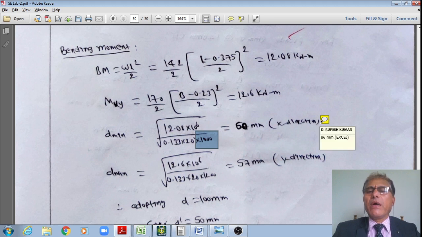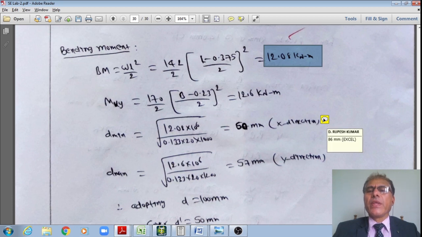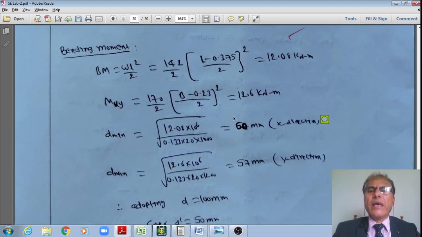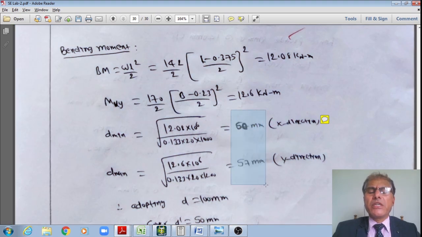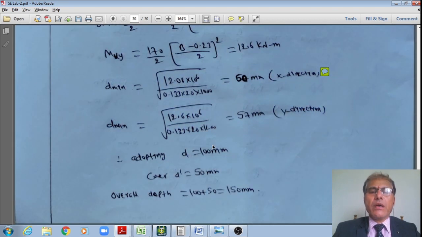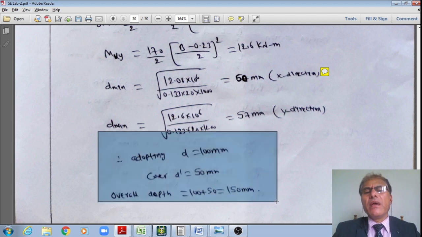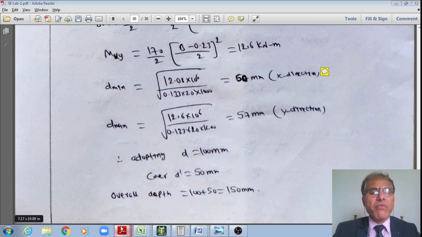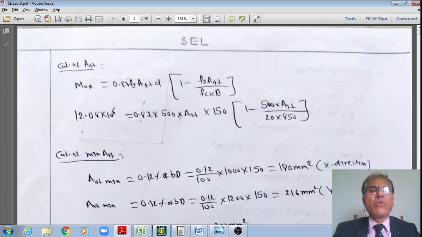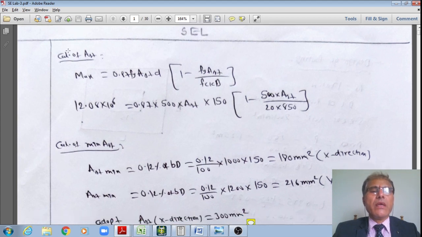Hence, the depth required along this major cantilever projection direction is approximately 60 mm, and along the other transverse direction, the Y direction, it is 57 mm. However, if I assume this effective depth as say 100 mm, then assuming effective cover as 50 mm, the overall depth is equal to 150 mm. However, the D required is much less than the D provided.